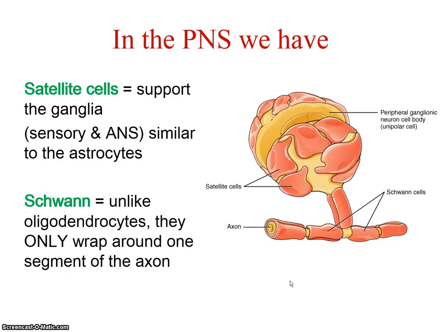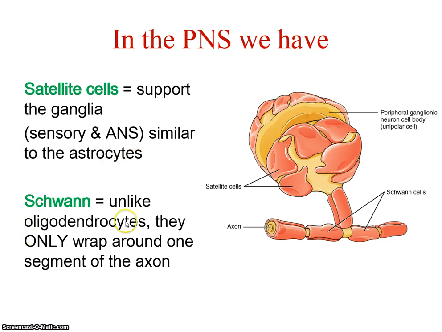In the peripheral nervous system, we have satellite cells. These would be found supporting the ganglia. So in that dorsal root ganglia, you're going to look at near the spinal cord of the central nervous system, there will be satellite cells on that slide associated with those neurons. They are similar to the astrocytes. They're kind of a protective barrier.